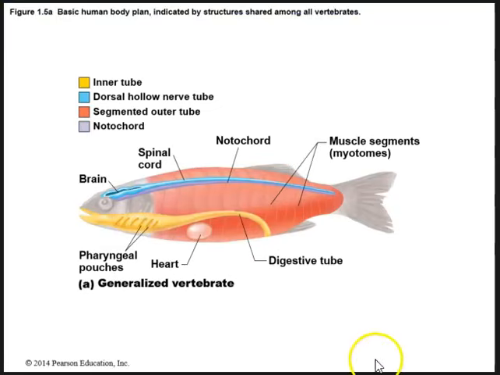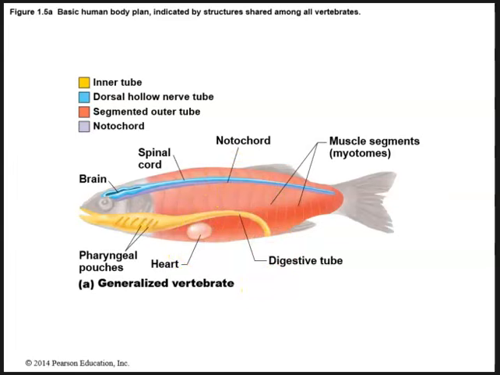So for example, we look at a fish. And we have specific structures that are shared among all vertebrates. So we have that inner tube. We have a dorsal hollow nerve tube here, which could be a rudimentary brain and spinal cord for this fish. We have segmented outer tubes. And we have a digestive tube. We have pharyngeal pouches. Here we can see a rudimentary heart and then a notochord.